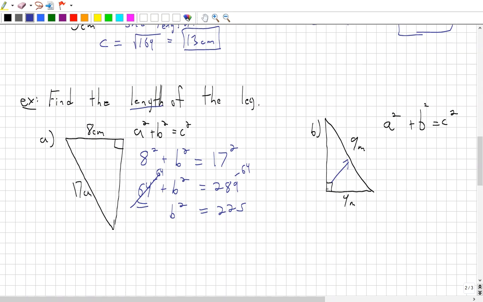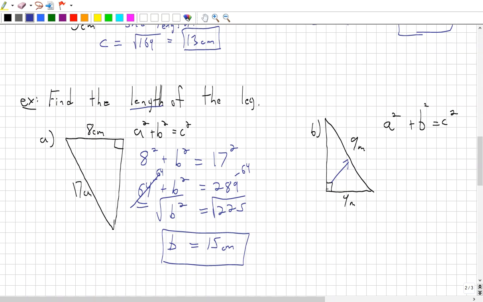And remember, the B squared is the area of the square. I want just the side length, so I have to take the square root of that 225 in order to find just the side length of B. We just want the side length, so I don't want B squared, which is the area. If I take the square root of 225, I end up getting 15, and this is in centimeters.